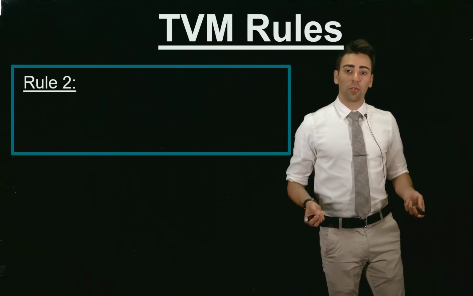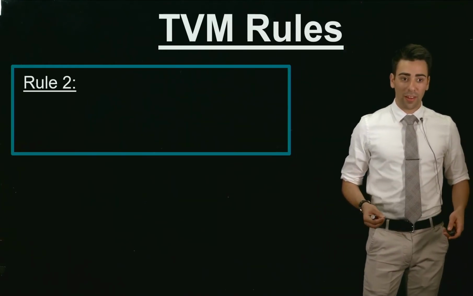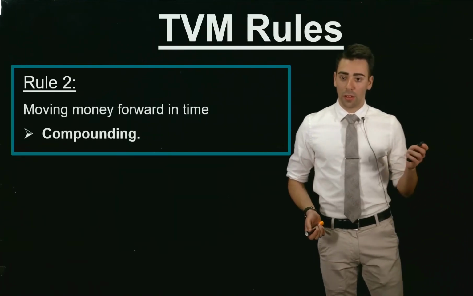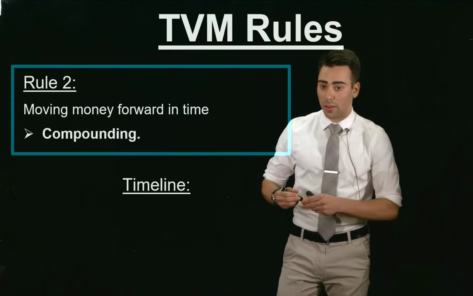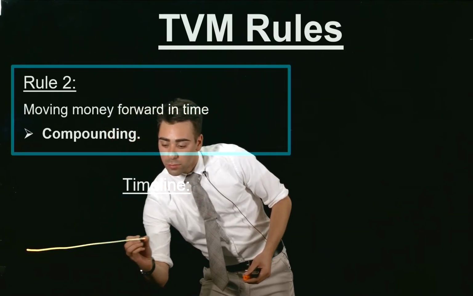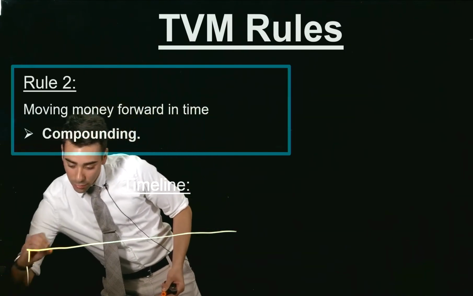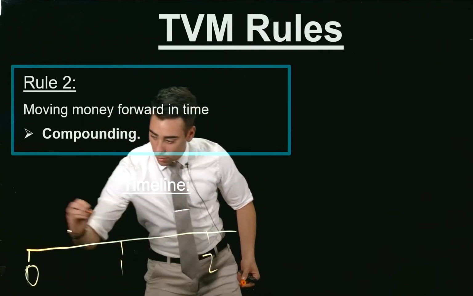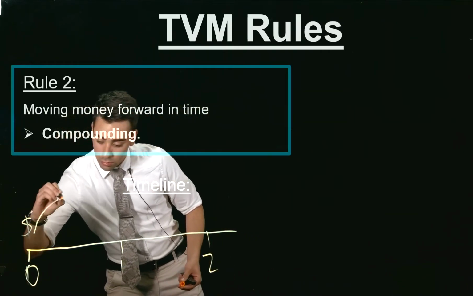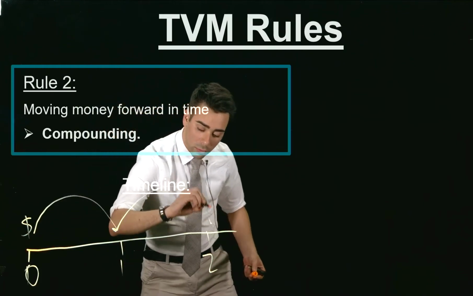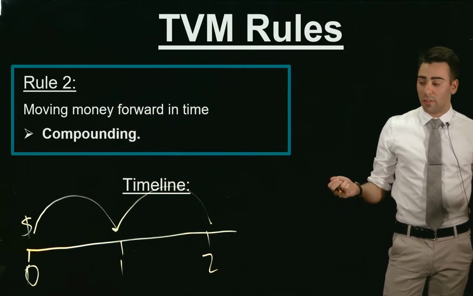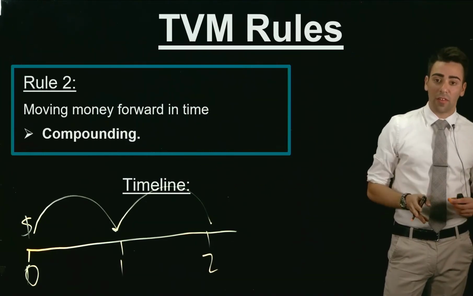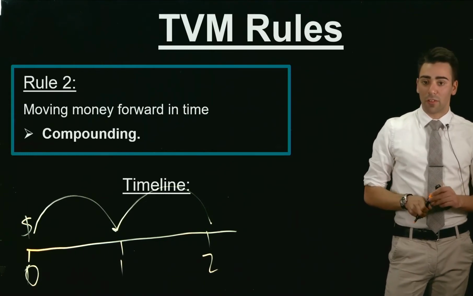The second rule we're going to look at when we're dealing with time value of money is that moving money forward in time to establish a value is called compounding. Let's represent this with a timeline. So we have our timeline. Now, all we've done here is we've moved our money from period 0 to period 2 to establish an end value. And that's the main idea with this rule of compounding.